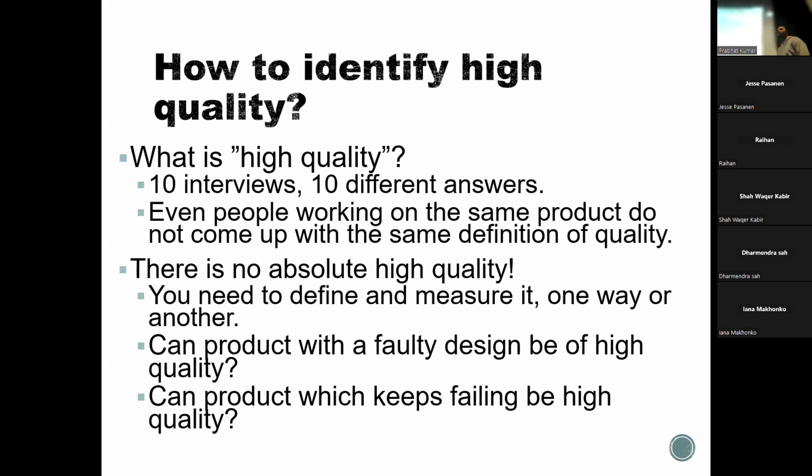If you see the example shown on the screen, it talks about 10 interviews that were done, and we got 10 different answers, right? Even people who are working on the same product are not going to come up with the same definition. For example, if I'm working on a particular software as a developer, and you ask me how I am going to rate this software as high quality, I'm going to tell you if the code is written very clean, right?